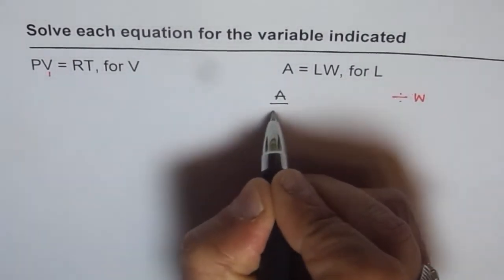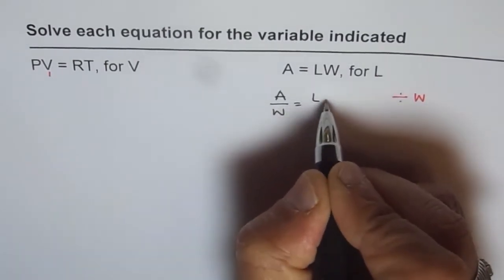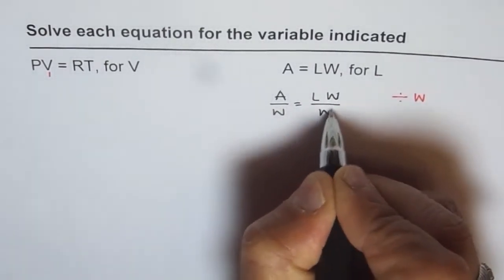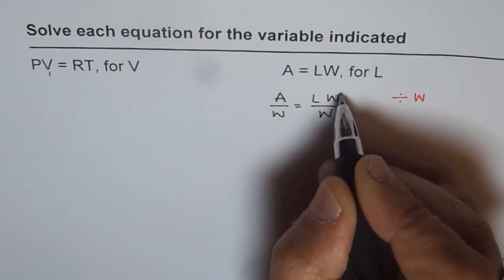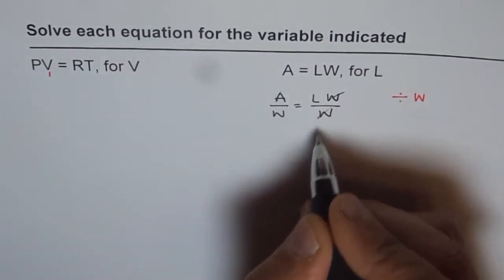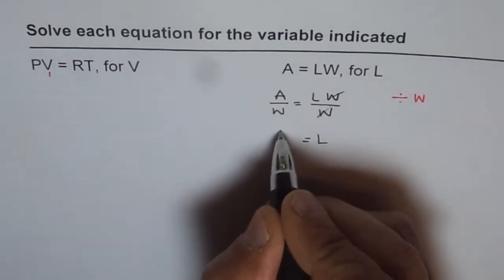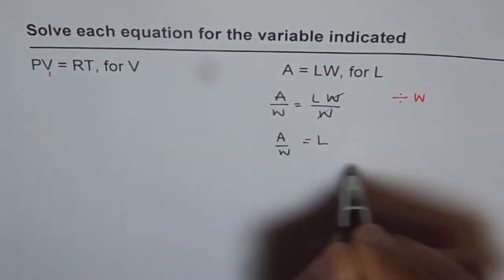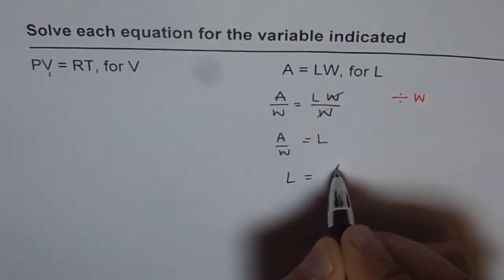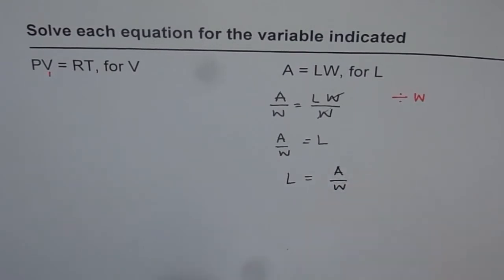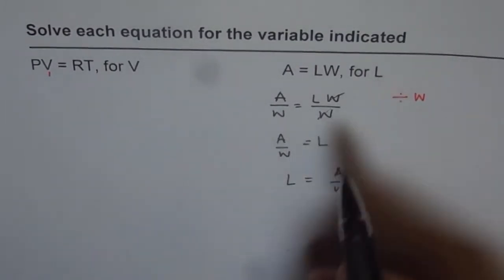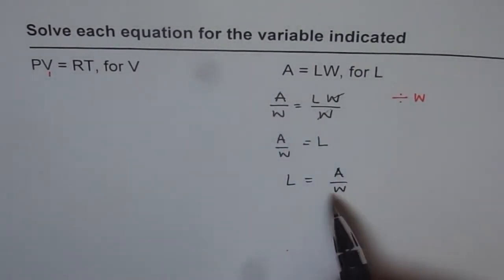We get A divided by W equals L times W divided by W. Now you can see that we can cancel out W's, right? So we get L equals A over W, right? So that is how we get the length as area divided by width. So that becomes length in terms of the other two variables, area and width.